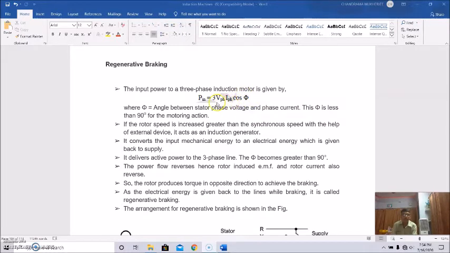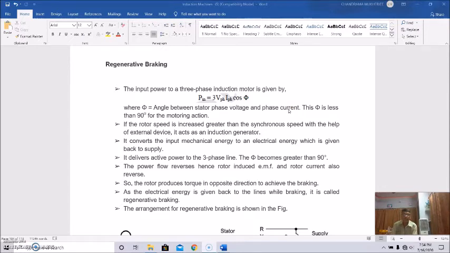So that is 3 V phase I phase cos phi. Basically, it is the power factor. So phi is the angle between the stator phase voltage and the phase current, and this phi is less than 90 degrees for motoring action.